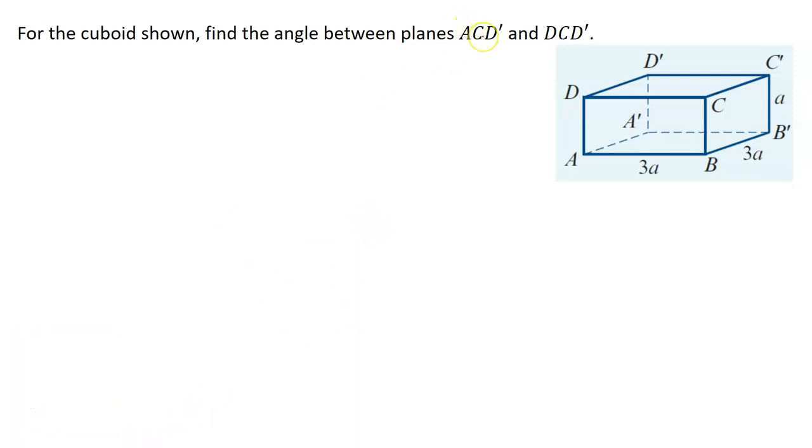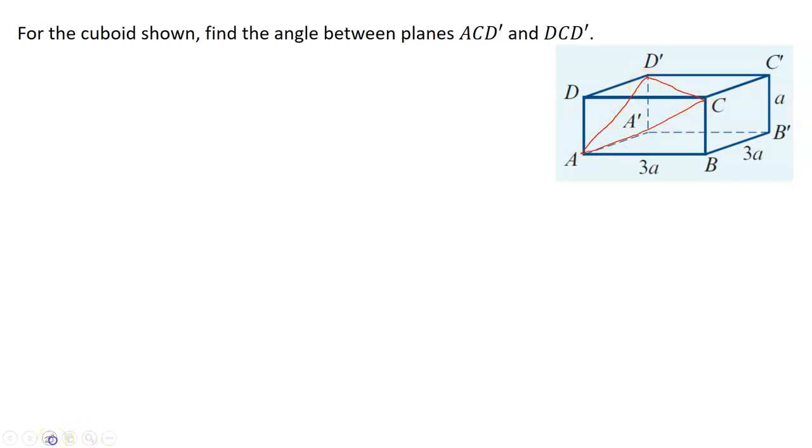So let's start with ACD dash. If we draw a line from A to C to D dash and back to A again, you can see this triangle that cuts diagonally through the cuboid. That's part of my plane. The plane is infinite, but within the cuboid, that's where my plane is.